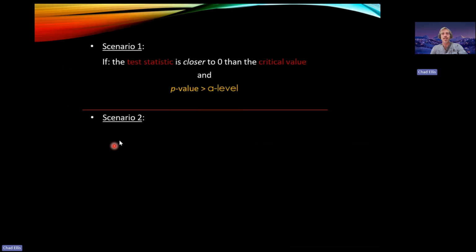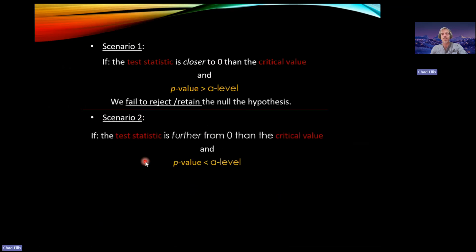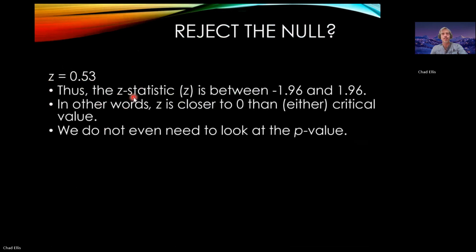So how do we know to reject? If the test stat is closer to the middle, or 0, than the critical value, and the p-value is greater than our set alpha value, we're going to fail to reject, aka retain the null hypothesis. Alternatively, if our test stat is more extreme or further away from 0 than the critical value, and our p-value is less than our set alpha level, we're going to decide to reject the null hypothesis.